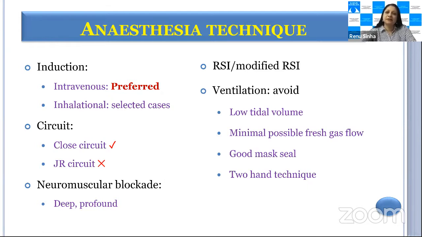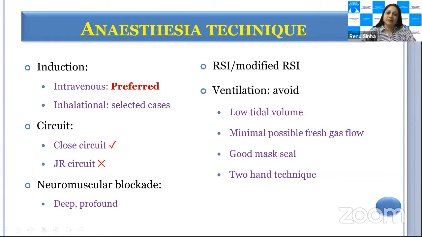Regarding the anesthesia technique in pediatric patients, as for the adult, intravenous anesthesia induction is preferred, but sometimes it is difficult to put an intravenous line and the patient is crying. So in those selected cases, inhalational induction can be done. But one should know, as Dr. Raja said, that a closed circuit should be used. No open circuit should be considered unless otherwise indicated.